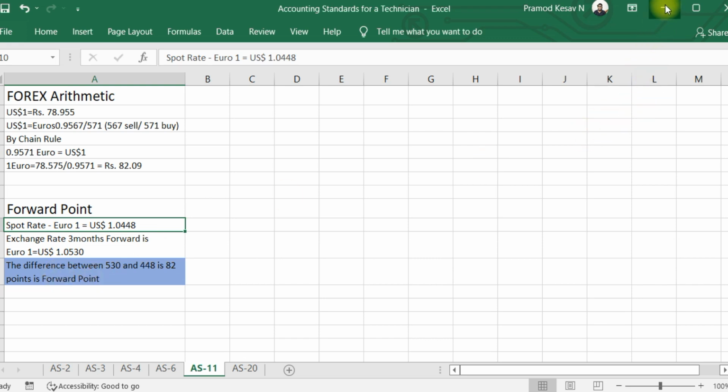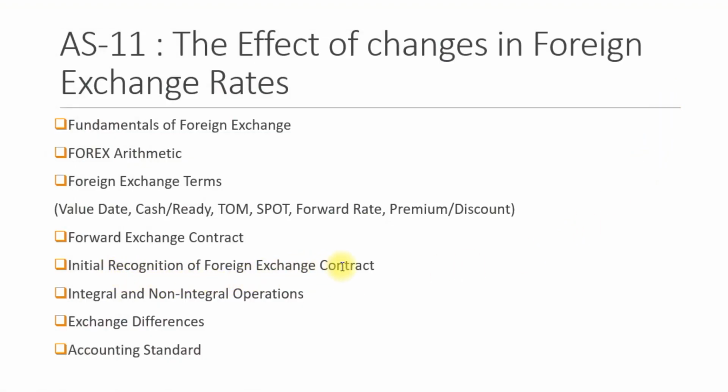Okay, now let us take a look at what is initial recognition of foreign exchange contract. A foreign currency should be recorded in the initial recognition of the reporting currency by application of the foreign exchange rate at the date of reporting between the reporting currency and the foreign currency. This is to be done when an enterprise buys or sells goods or services denominated in foreign currency, borrows or lends funds whose amount payable or receipts are denominated in foreign currency, becomes a participant in an unperformed foreign exchange contract, or acquires or disposes assets denominated in foreign currency.